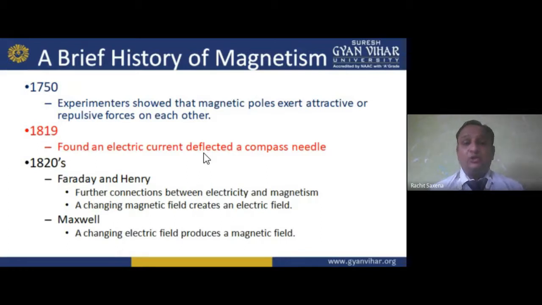Okay, and Henry was also there, the founder of the capacitor, we can say. A changing magnetic field creates an electric field. Faraday and Henry both did experiments and then suggested that if we vary the magnetic field, there will be creation of an electric field. Means there is a relation between electrical and magnetic fields. Okay. Later on, Maxwell, also a physicist, gave that a changing electric field produces a magnetic field.